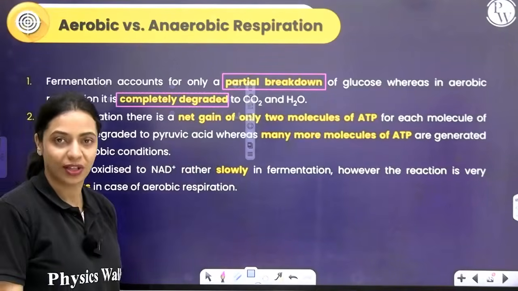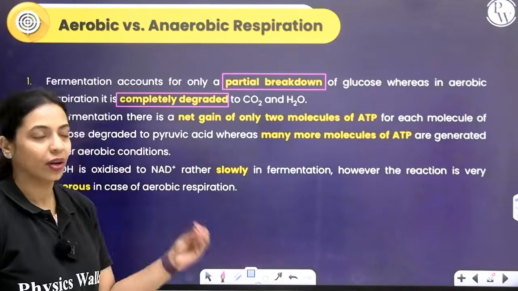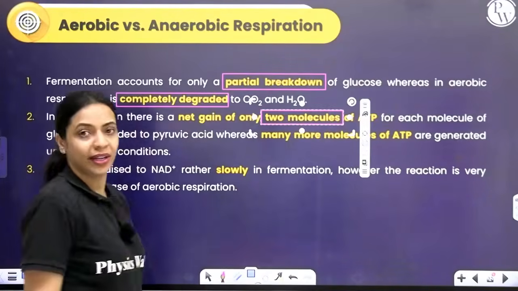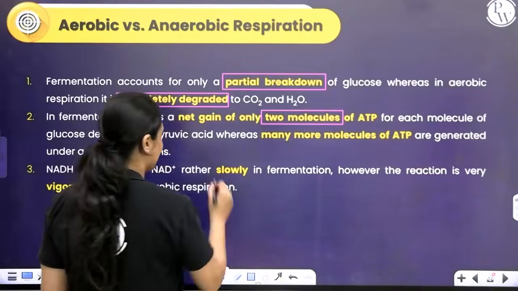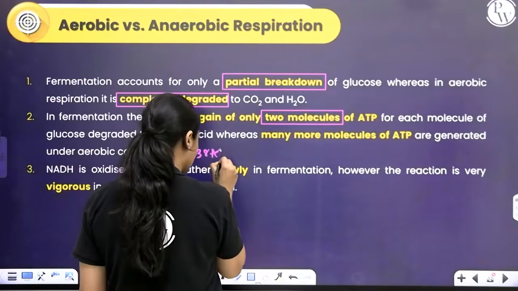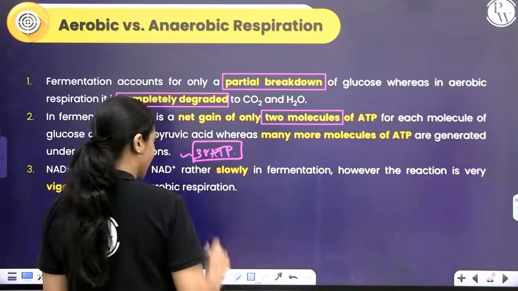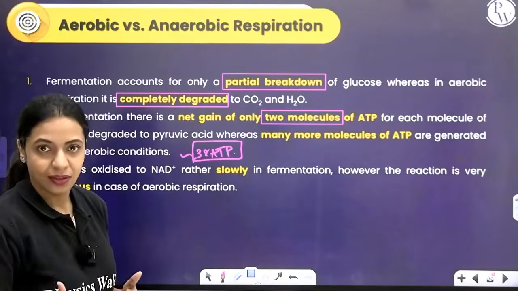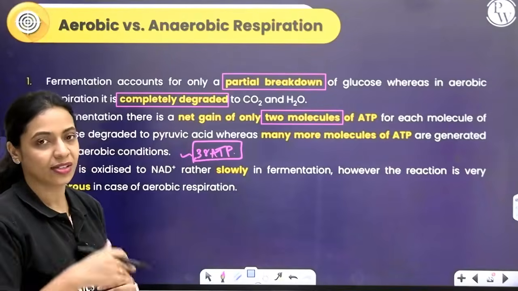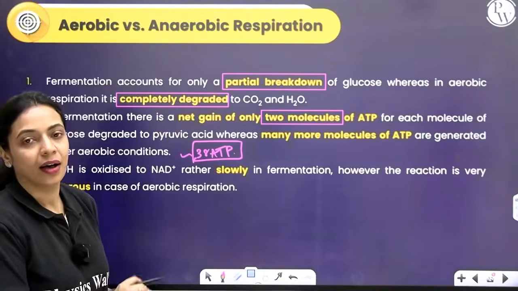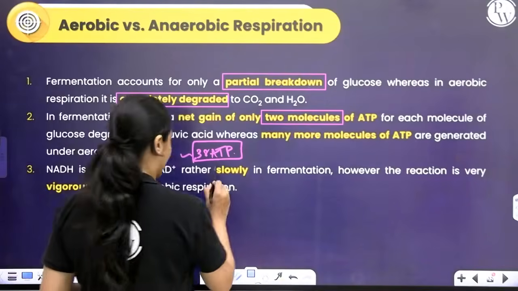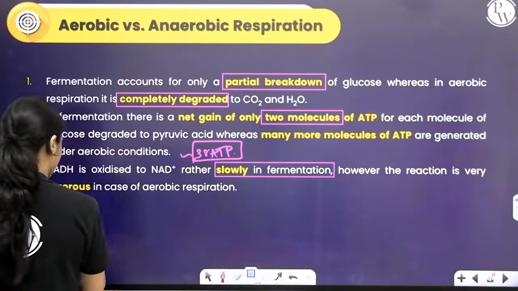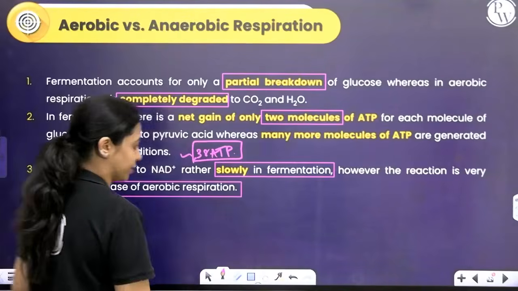Let's talk about how much energy is trapped in ATP. During fermentation, you get only 2 molecules of ATP. During aerobic respiration, you get much higher, which is roughly around 38 ATPs under ideal conditions. NADH oxidation, NADH going to the ETS and getting oxidized, will happen much more rapidly in aerobic respiration, and it's slow in fermentation. Alright, these are some differences.